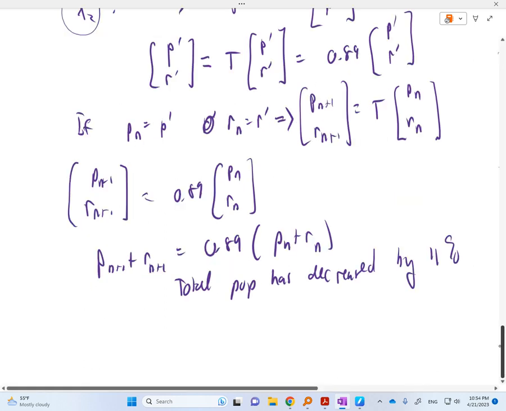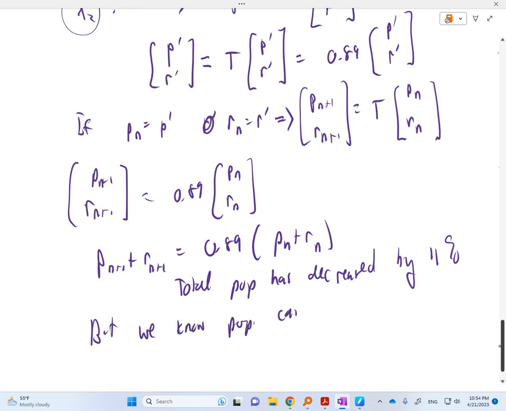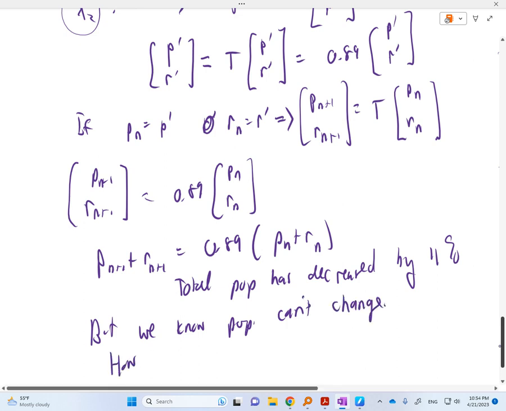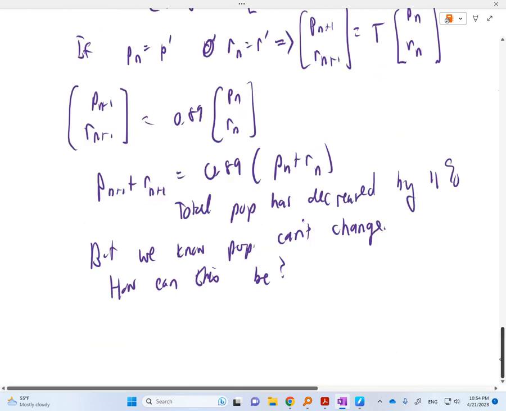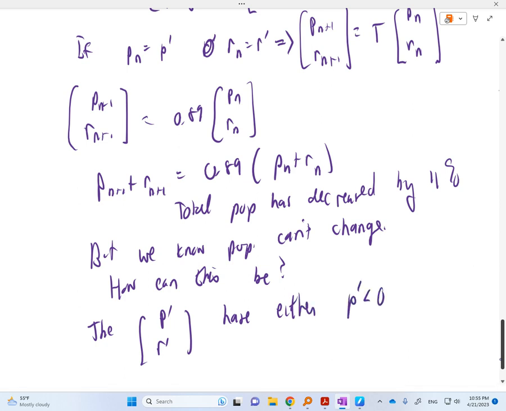Okay. Now, how can that be? But we already know that the population can't change. Okay. So how can this be? All right. So what you find out is that the solution has a positive and a negative component. So the solution for P prime, R prime has either P prime less than 0 or R prime less than 0.